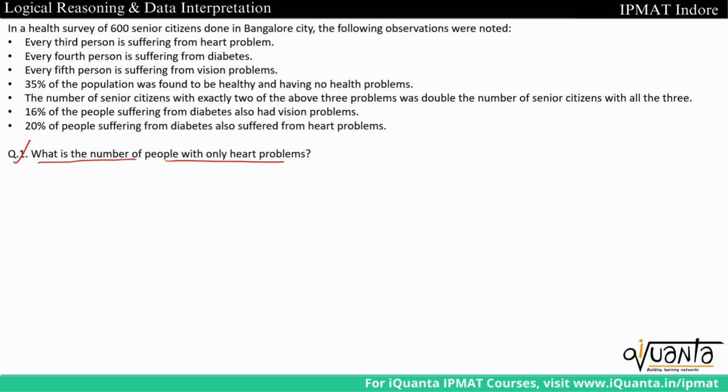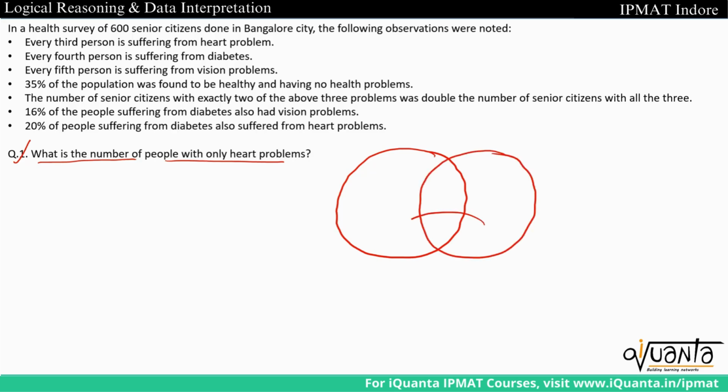So let me form a 3-set Venn diagram over here. This will be for heart disease, this will be for vision, this will be for diabetes. So this will represent heart disease, this diabetes, this will represent vision problems. Let me name the regions in the 3-set Venn diagram. So this will be A, B, C, D, E, F and G.